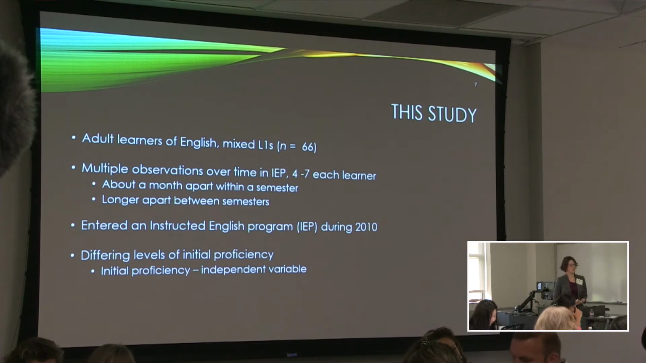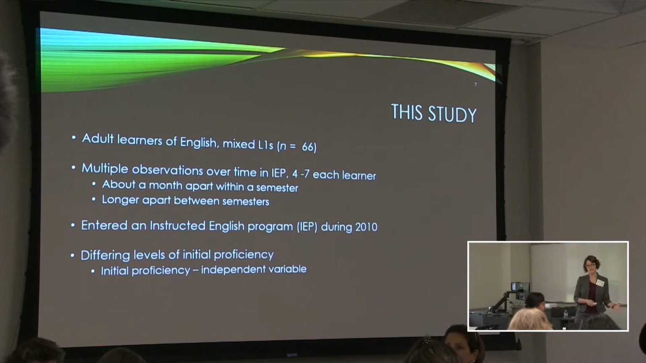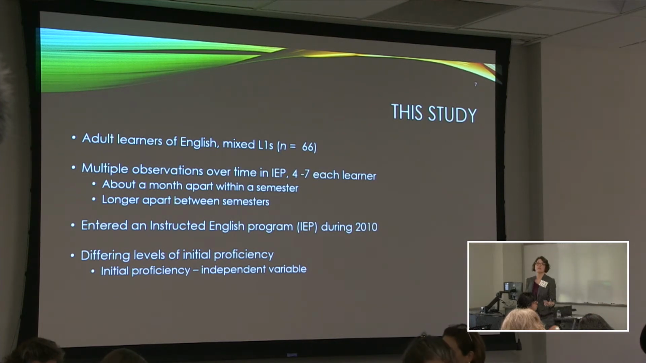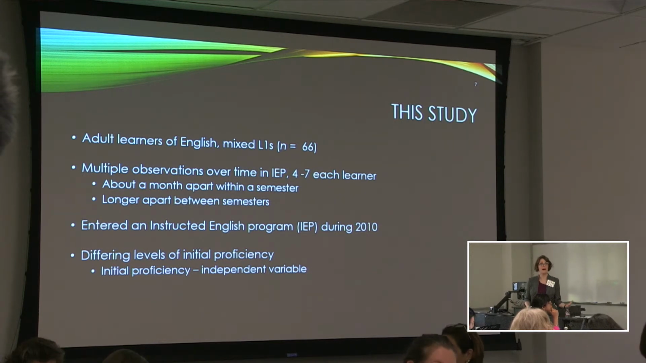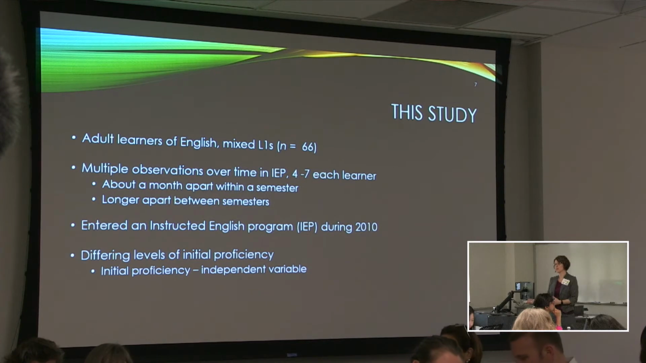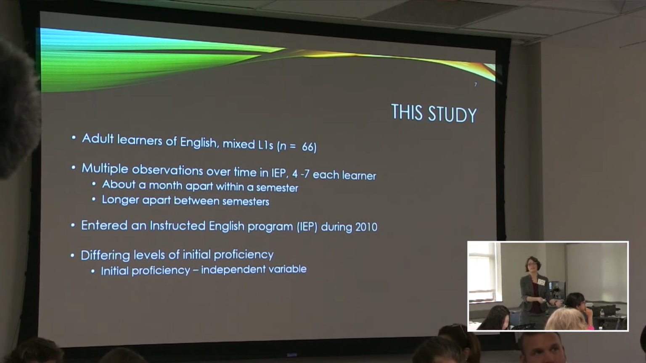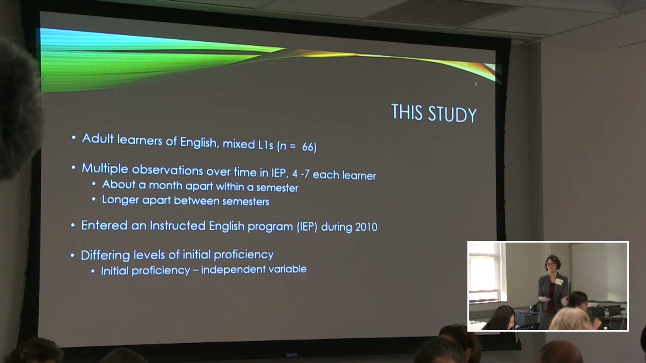Let me tell you a little bit more about the learners. There were multiple observations over time. From each of those 66 participants, I had between 4 to 7 observations. They were about a month apart within a semester. And of course, the observations would be farther apart across semesters. My goal was to follow them throughout their enrollment in the intensive English program.